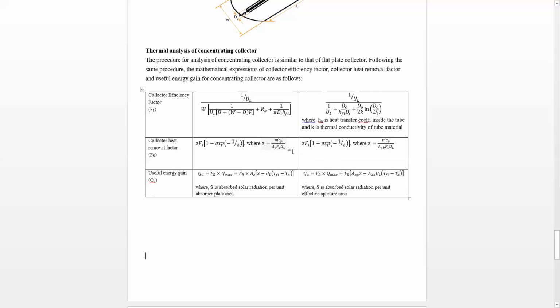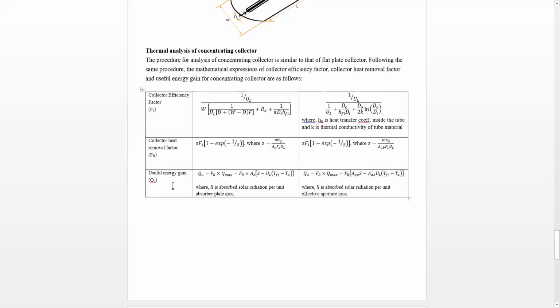In the case of the flat plate collector, the absorber plate is flat in nature, whereas in this case Z is expressed as m dot Cp, more or less the same, upon AAB F1 UL. F1 UL is also there. So here the absorber surface is the surface area of the tube, whereas in the flat plate collector the absorber surface is the collector area surface. So there we have written AC, and here I have written AAB.